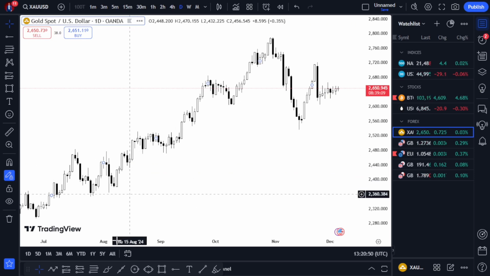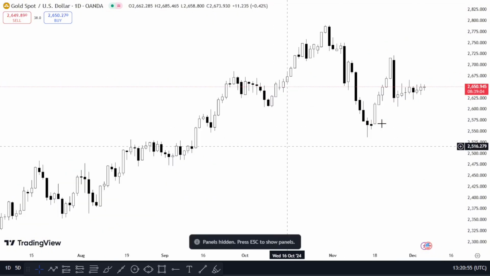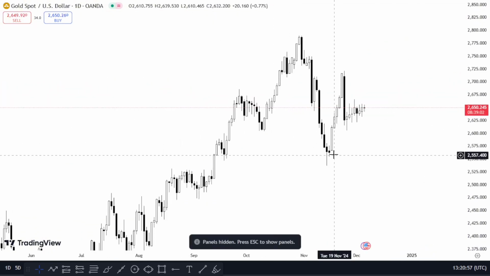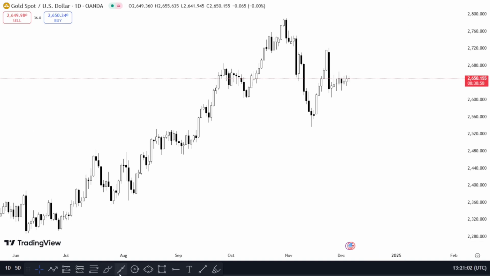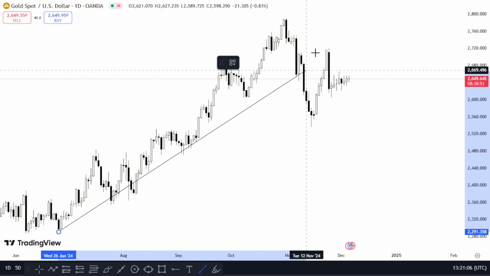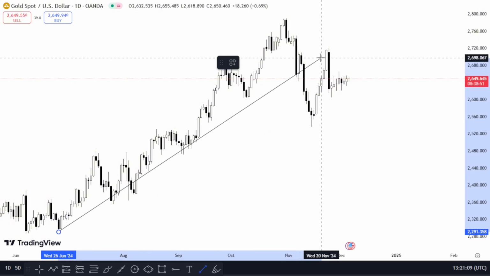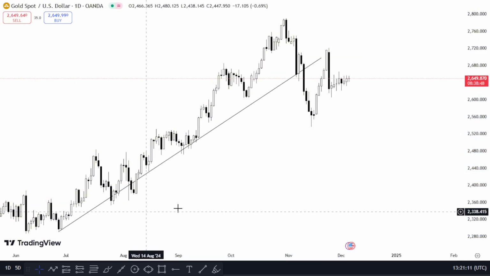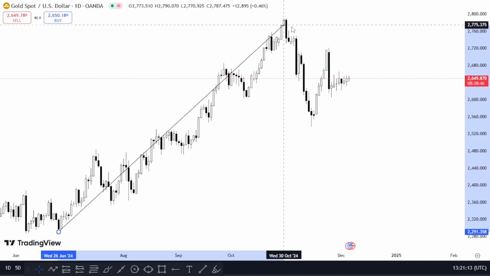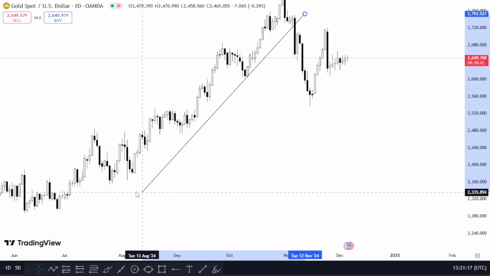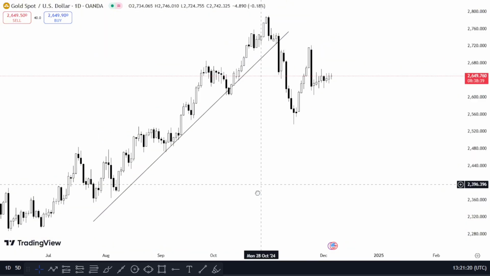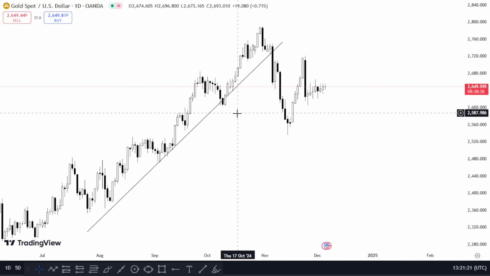So on the daily time frame with gold, you can clearly see that this market has been in an uptrend. Mind you, I don't use trend lines, but let's just break this down a little bit. So whichever way you want to draw the trend line, we can just adjust a few parameters here. So you can see that the market was trading above this trend line.